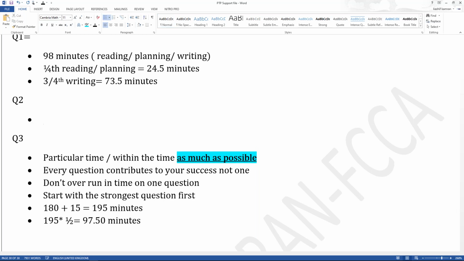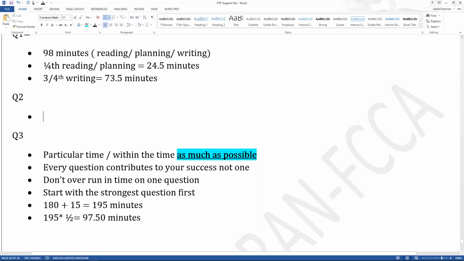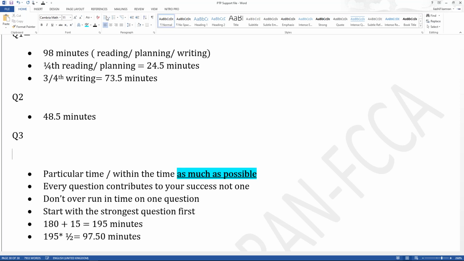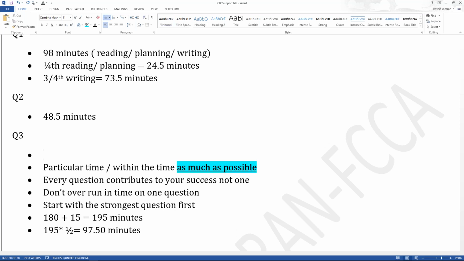So how much time do we have for question number two? Half the time gone, 98 minutes. We are left with 98 minutes for the other two questions, right? Half the time went to question number one, half the time remains. So how much time do we have for each of questions two and three? 48.5 minutes. Okay, wonderful. 48.5 minutes for question number two, and exactly 48.5 minutes for question number three.